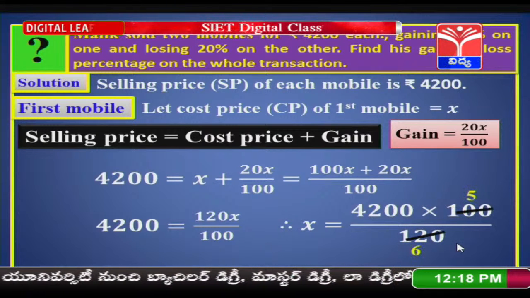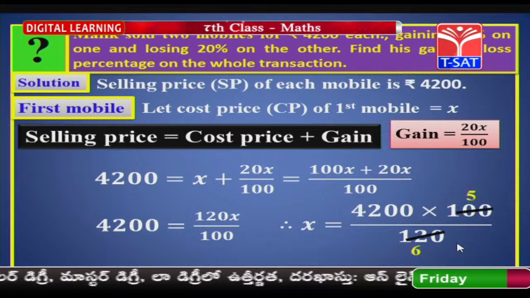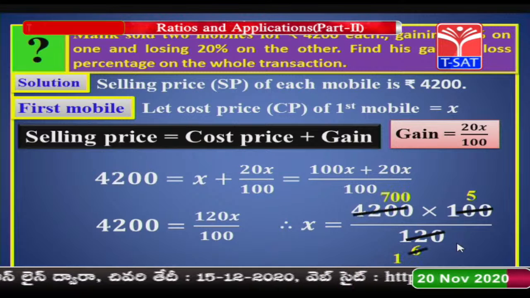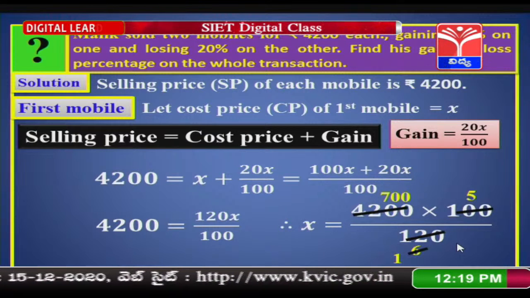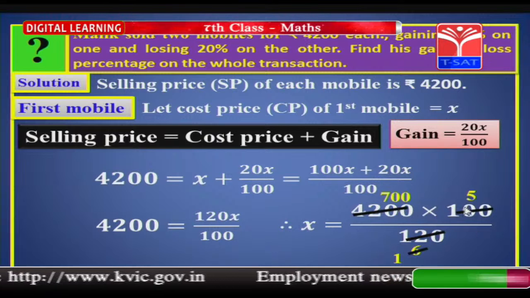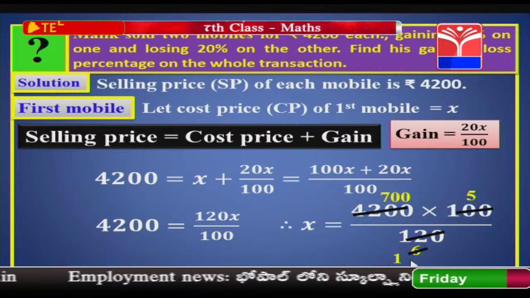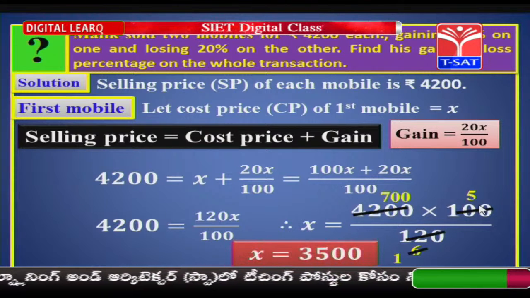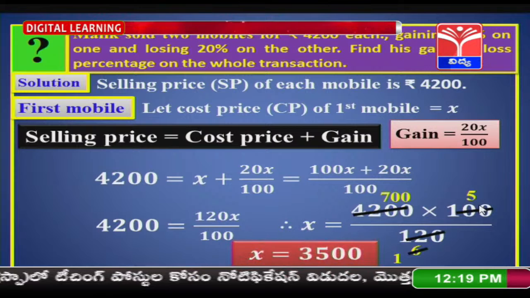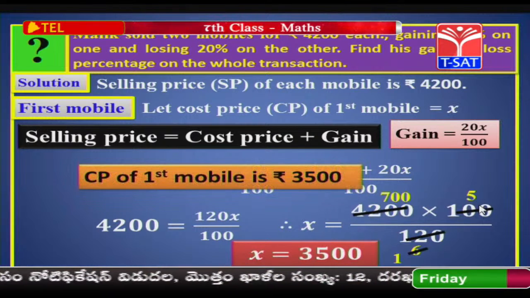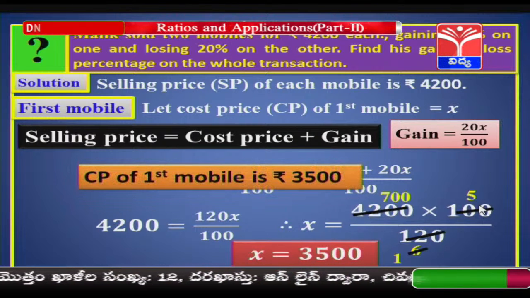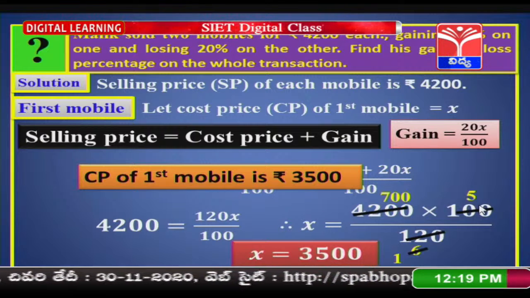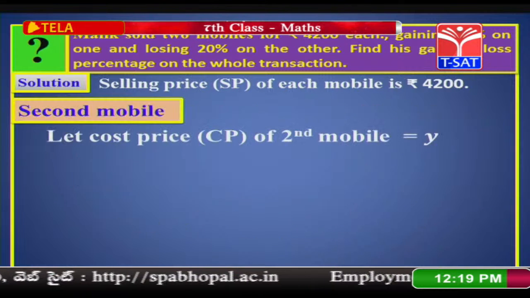Now, here 20 goes 5 times in 100, whereas 6 times in 120. Again 6 goes 1 time, and in 4200 it goes 700 times. So, what is left, children? Yes, we are left with 700 into 5, and in the denominator 1 is there, so we can neglect it. So, 700 into 5 is 3500. Therefore, the x value is 3500. Children, here x is nothing but the cost price of the first mobile, which is 3500 rupees. Now, let us find out the cost price of the second mobile. So, let us assume it as y.